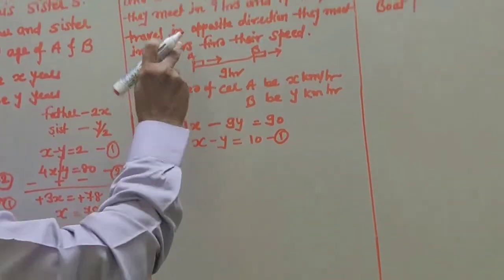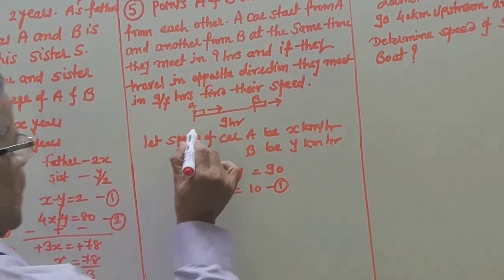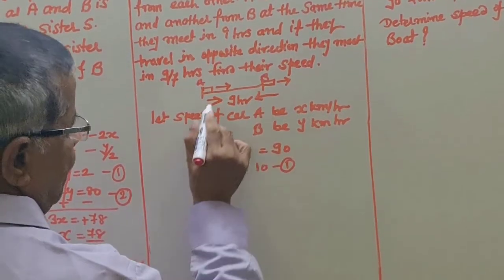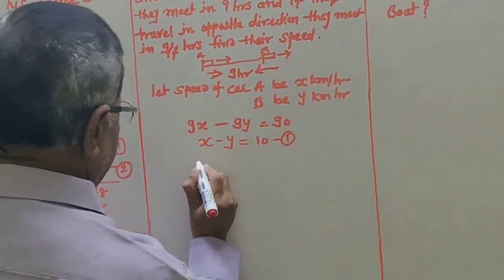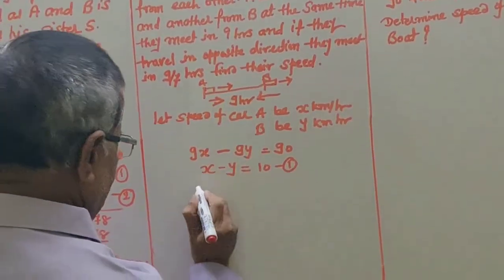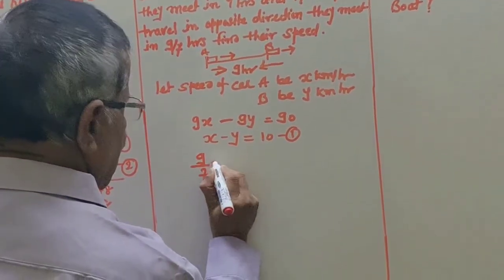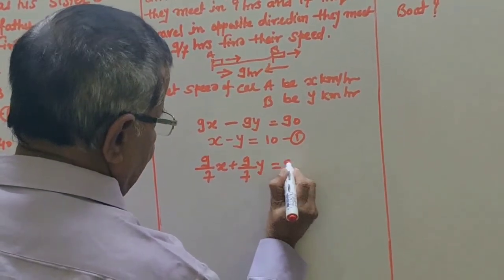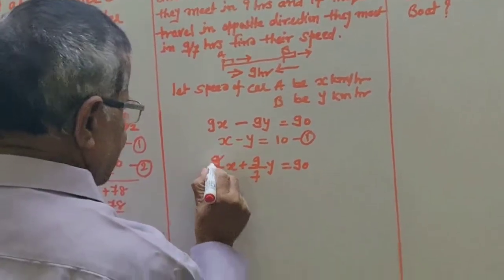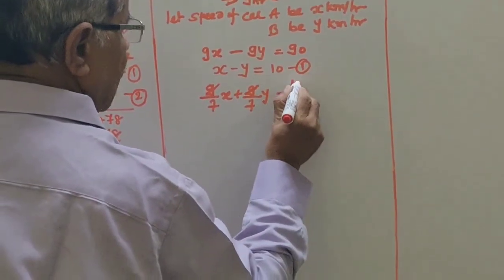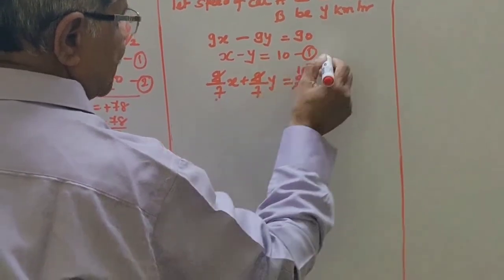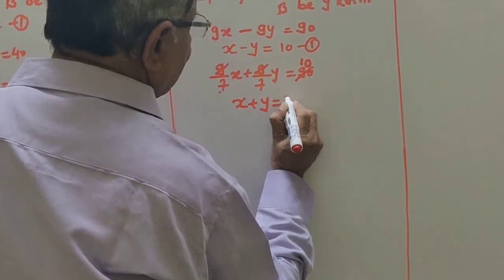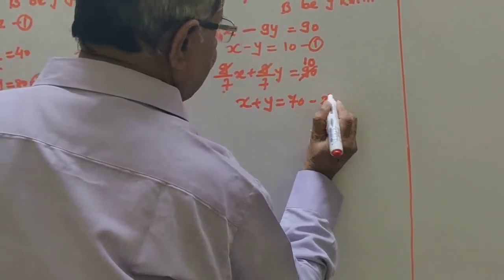Okay, now what is the second condition? If they travel in the opposite direction, means first car is going this side and this side, means they both cover 90 kilometers. So I can write down they meet in 9 by 7 hours. Okay, 9 by 7 x plus 9 by 7 y is equal to 90. Now I can cancel this 9 with this. So what I will get here is 10. Now I will transfer this 7 to this side. So I will get the second equation, x plus y is equal to 70. These are the two equations.